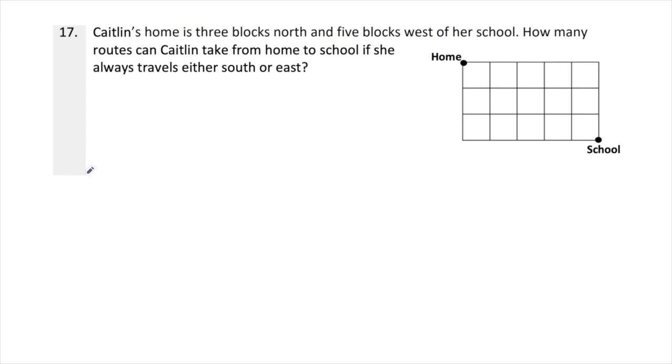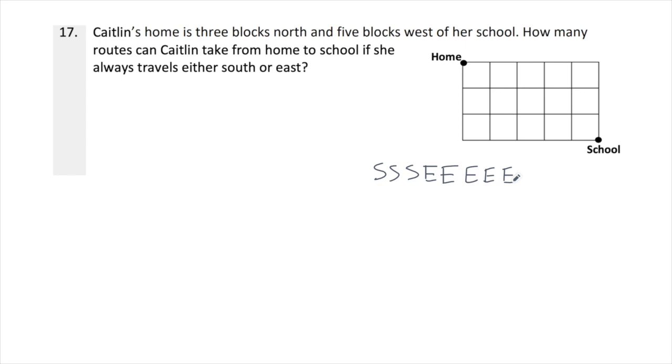For this problem, we have to figure out the number of ways Caitlin can take from home to school if she travels either east or south. To get from home to school, she has to travel south 3 times and east 5 times. To solve this problem, we have to figure out the number of unique combinations of 3 S's and 5 E's.